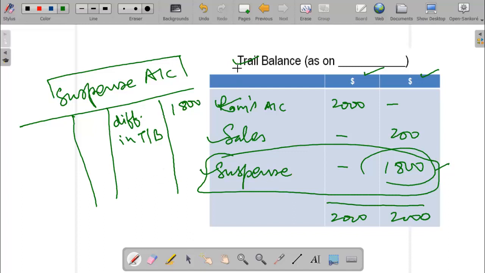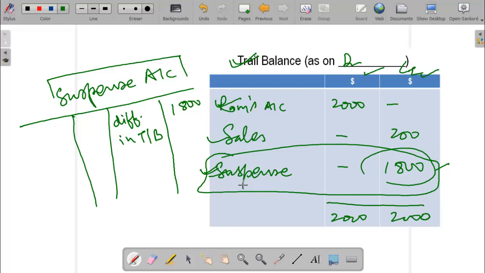Again I am repeating that if you see a suspense account in the trial balance, then definitely it is the result of one-sided errors in the books. So first we will prepare the trial balance, then we will make the total, and if the total is not coming the same, then what will we do? We will open the suspense account and put the amount in the column which is showing the lesser total. In this example, this is the debit column and this is the credit column. The credit column was showing a shortage of 1800. So that's why I put 1800 in the credit column.